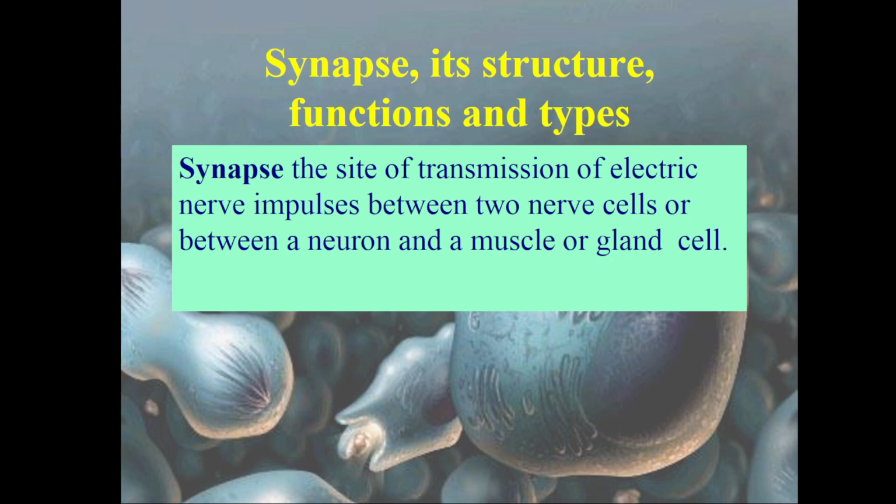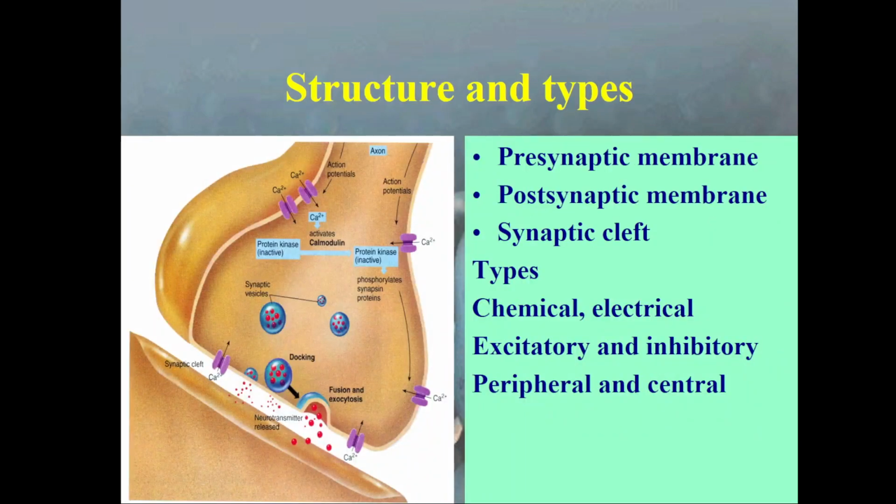Synapses. The synapse is the site of transmission of electric nerve impulses between two nerve cells, or between nerve cell and muscular cell, or between nerve cell and glandular cell. The structure of synapse: first of all, synapses are classified into chemical and electrical synapses. The majority of synapses in CNS are chemical synapses. Here on that scheme, you may see the structure of the chemical synapse. Why chemical? Because the signal transmitted is a chemical neurotransmitter. There are also electrical synapses, mostly in the central nervous system.